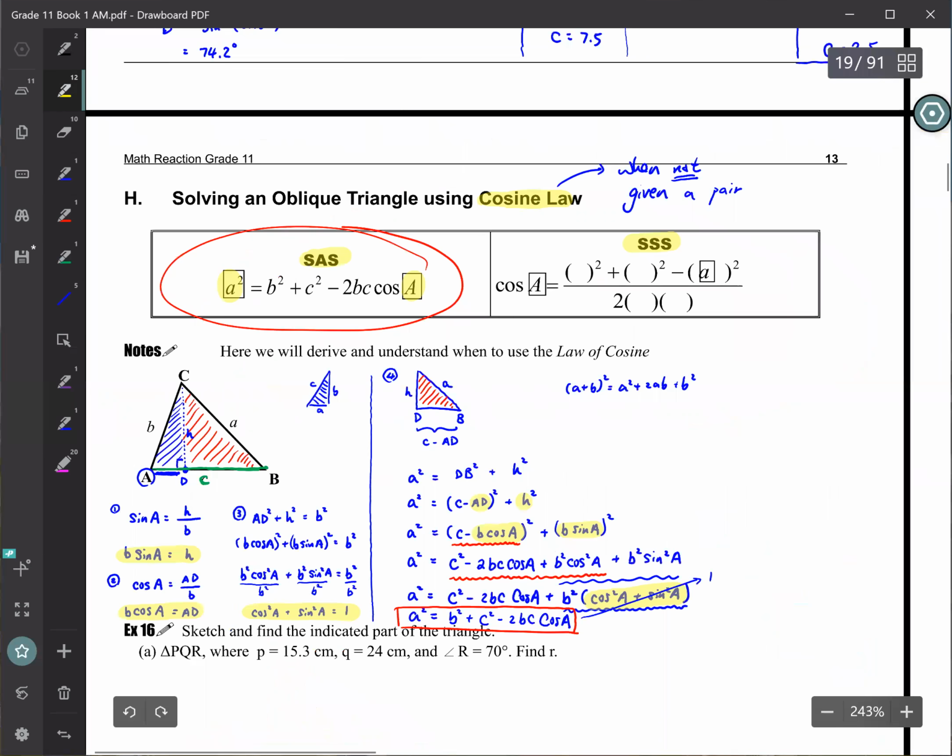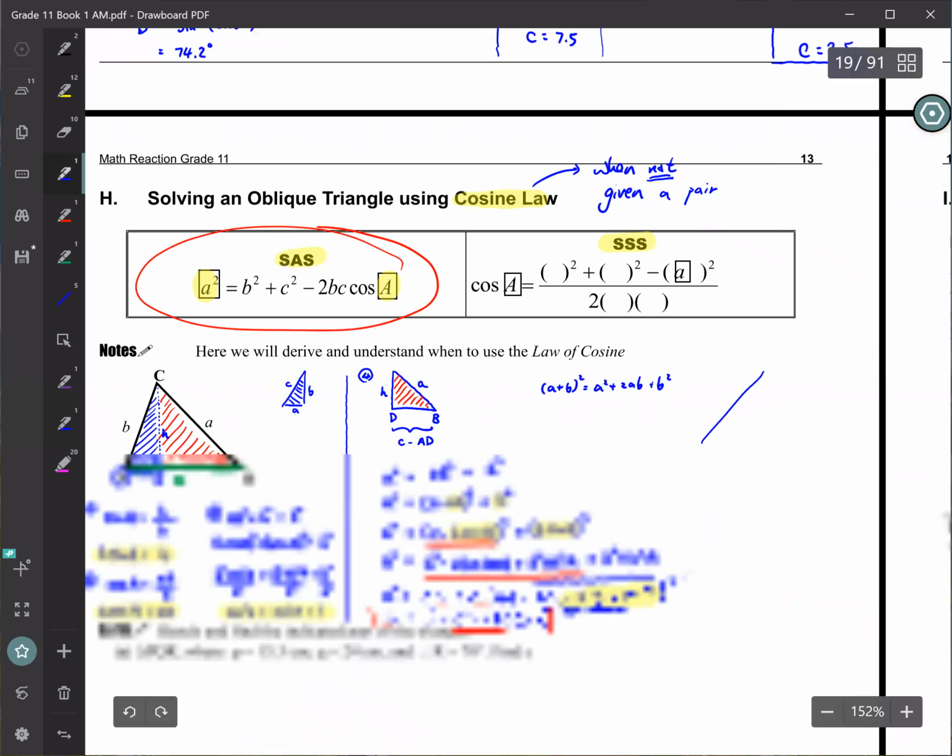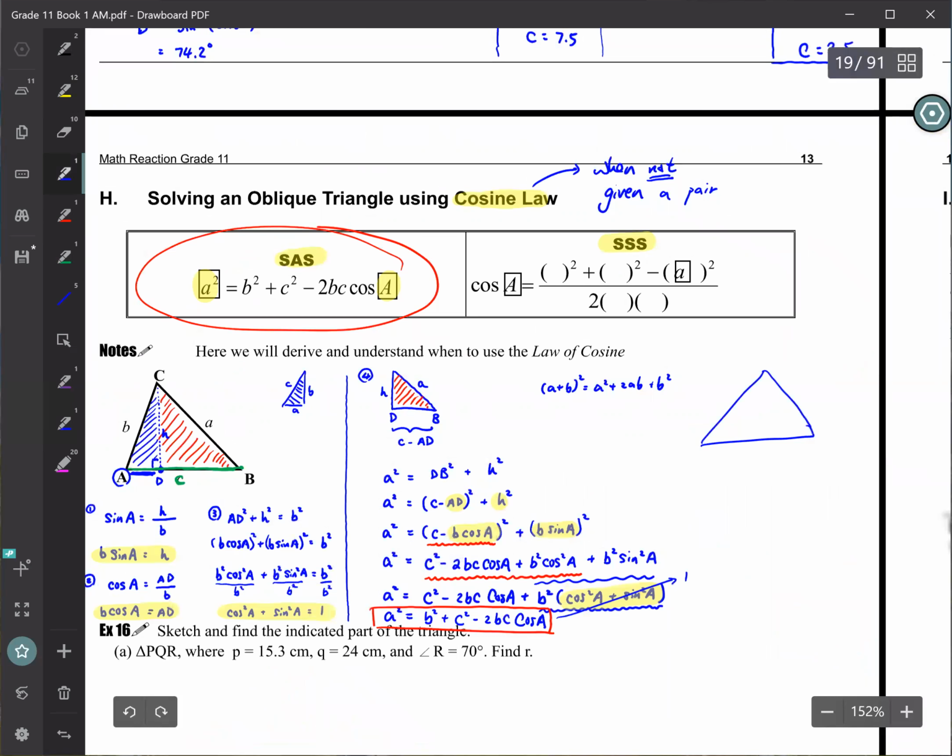So what that means is, if you have a triangle and you want to find the missing side, this is the unknown. Then you must be given its opposite angle, so you can put it into the formula. And you also must be given the two sides that are beside it. So you must be given a side, angle, and a side. Then you can use it to find the missing side.